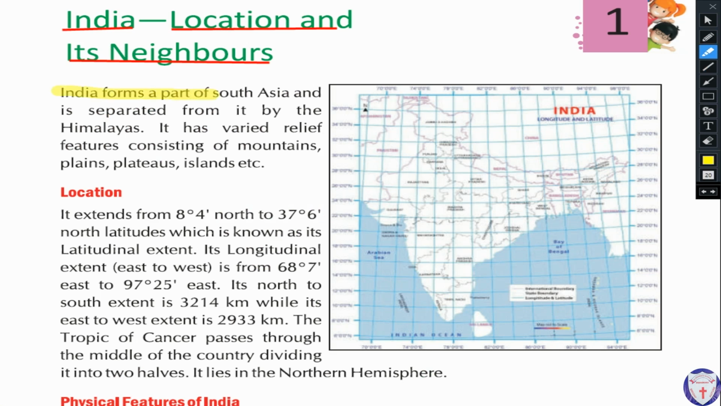India forms a part of South Asia and is separated from it by the Himalaya. It has varied relief features, consists of mountains, plains, plateau and islands.